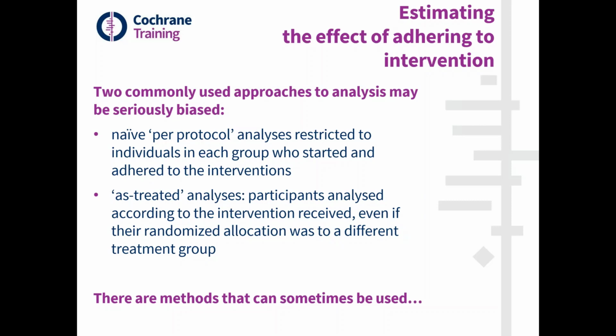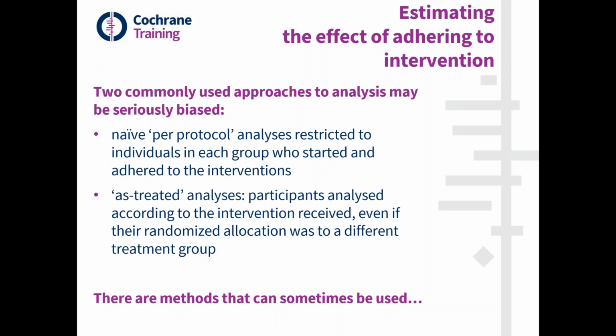Naive per protocol analyses are restricted to individuals in each group who started and adhered to the interventions. As treated analyses analyze participants according to the intervention that they received, even if their randomized allocation was to a different group. As I've already showed you in the context of the screening trial, naive per protocol analyses can be very seriously biased, and that's why we have the question about the analysis in ROB2 deviations from intended intervention.